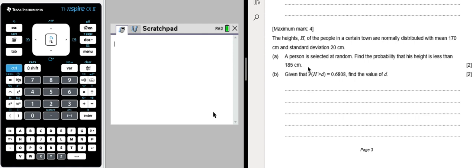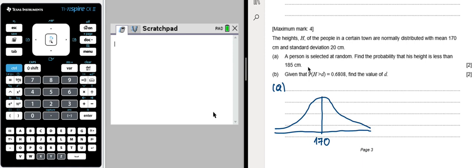What really helps, regardless of whether the question asks you to or not, is to draw a little graph to show the area of the normal curve that you are actually calculating. So that's a pretty good normal curve, and we want the mean to be 170, and the standard deviation equal to 20 centimeters. For the first part, the question is asking us to find the probability that a randomly selected person has a height of less than 185.